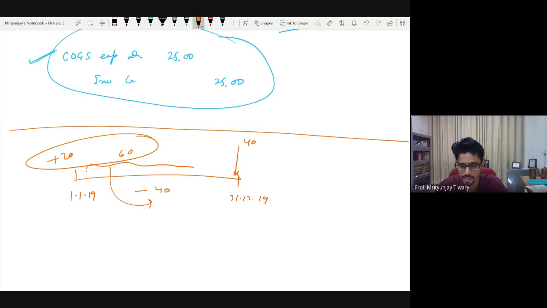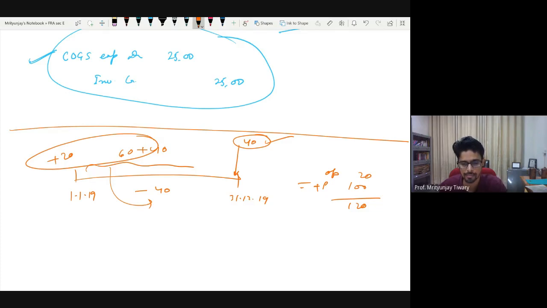On the last day, just before the business was closing, you bought 40 more. My point is that this itself will also be purchases. So now your purchase is not just 60, it is 60 plus 40. Total purchase is 100 units. So 20 unit opening, 100 unit this year's purchase. So total goods available for sale is 120 and not just 80.